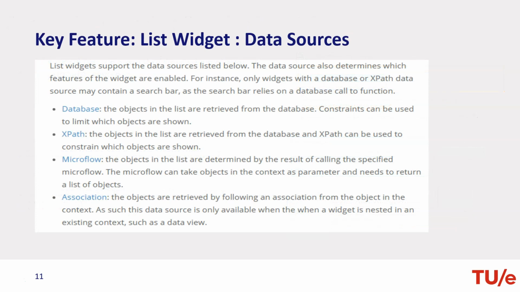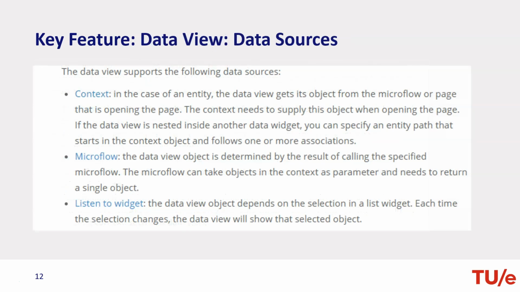List widgets can retrieve entity data directly from the database, from an XPath expression that filters data from the database, from a microflow that returns the type of entities the list widget supports, or from an association if the list widget is nested in a data view. A data view, on the other hand, gets its entity either from a page or microflow that opens the page, which is called the context of the data view, or from a microflow the data view calls, or from a widget on the same page the data view listens to.